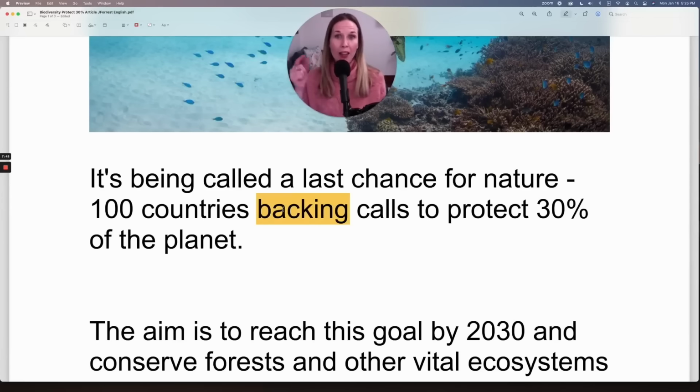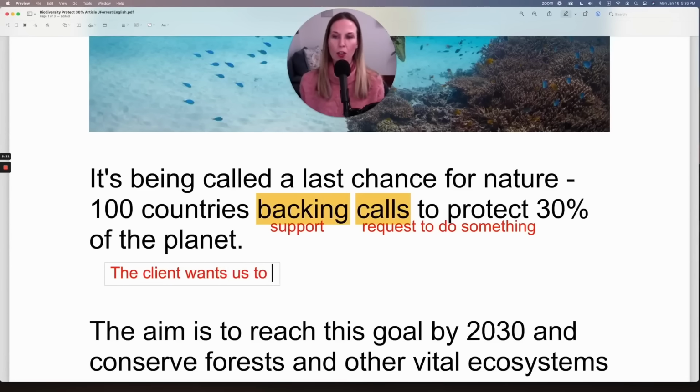Now, when I back a call, the verb to back, it means to support. So it's saying that 100 countries support protecting 30% of the planet. And remember, this call represents the request. Request to do something. That's the call in this case. And back means to support. Support. So let's think of an example. What could I say? The client wants us to back their price increase.